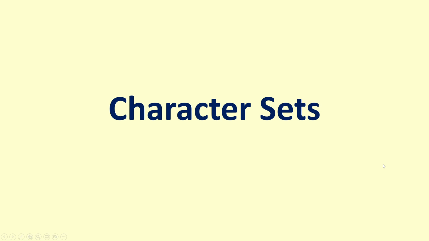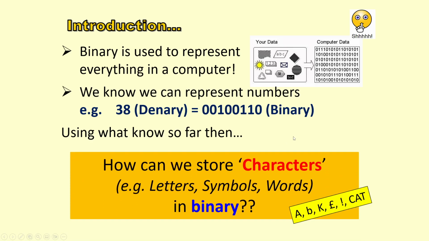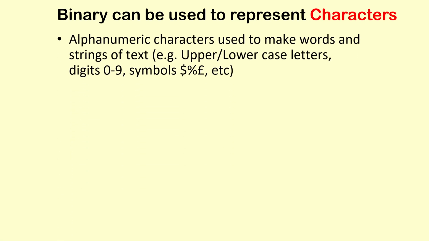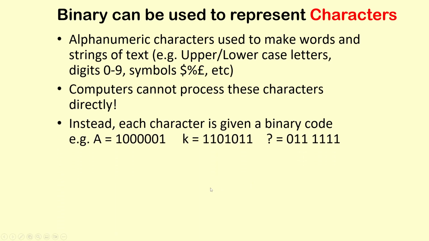Okay, let's have a look at character sets. So we've talked about how computers store things using binary numbers. We've gone over binary numbering systems 1, 2, 4, 8, 16, 32, etc. and hexadecimal. So now we are thinking about how do characters, things like letters, symbols and words, get stored in binary? Well, binary can be used to represent those characters. Any alphanumeric character on the keyboard, lowercase, uppercase, symbols, letters, numbers and things can be represented as a binary number. Computers can't process them directly, so they have to be stored as binary in some format.